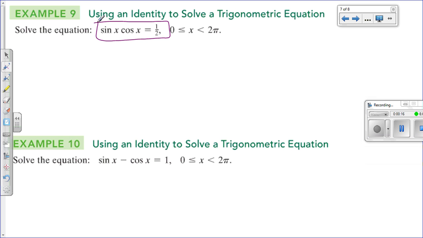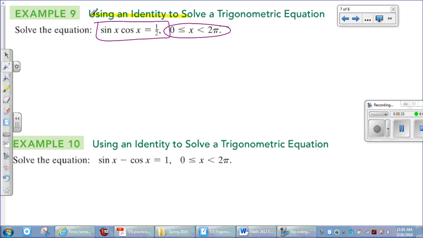We're going to find the solutions in the interval from 0, including 0 radians, to 2 pi, but not including 2 pi. Notice it says use an identity to solve the equation. Right now I have the identity written on the dry erase board, so I'm going to write it here so you can all see it.